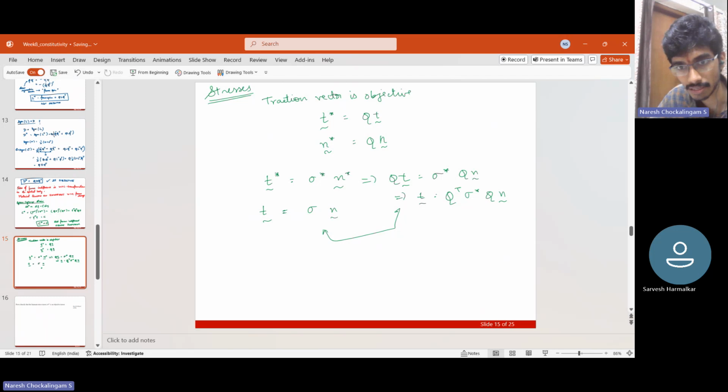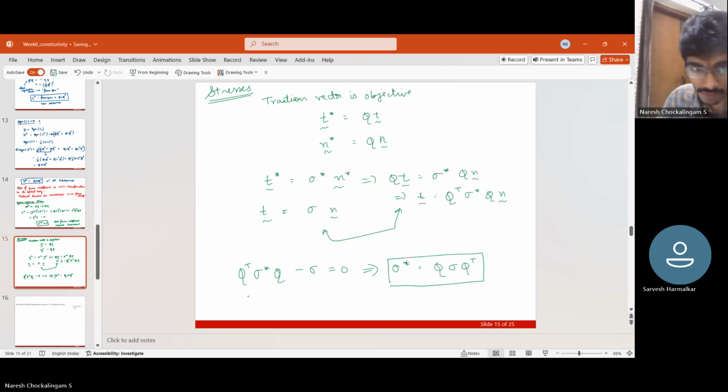Compare these two relationships. T is equal to Q transpose sigma star Qn, and T is also equal to sigma n. So subtract the two, and for arbitrary normals you get Q transpose sigma star Q minus sigma is equal to 0, which implies by a certain rearrangement that sigma star is equal to Q sigma Q transpose. So the Cauchy stress tensor is objective.